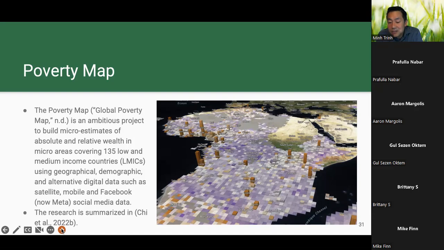So you have these little squares, and the height is the level of wealth. I think it's either wealth or income in dollars, let's say dollars per day or per year. And the different colors are the relative wealth. If it's more brownish, it's high. If it's lighter, it means it's low. You can explore this map by yourself. Let's go to the next slide.